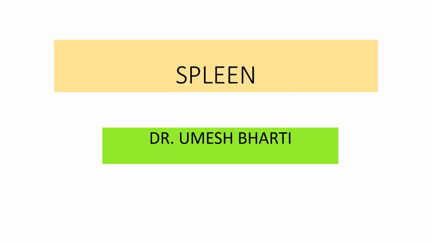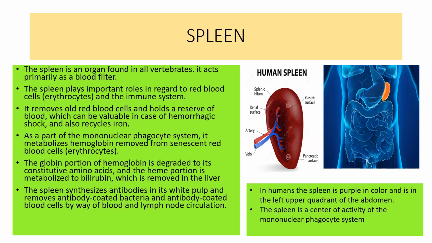Hello, good morning. Today we'll clear the concept of spleen. Spleen is a secondary lymphoid organ and plays an important role in the immune system. Spleen is present in all vertebrates and it primarily acts as a blood filter. That is, if any antigen is present in the blood, that is filtered through spleen. So it plays a very important role in regard to RBC and the immune system.